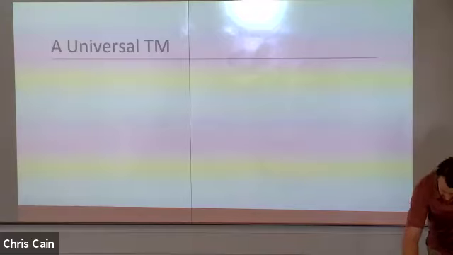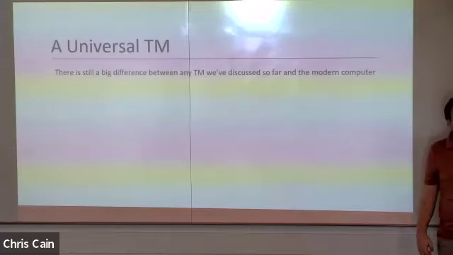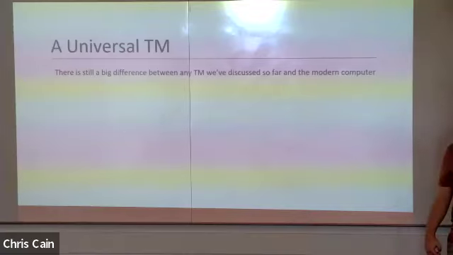The next thing we want to talk about is the concept of a universal Turing machine. There is still, and I'm curious to see if people can think about or find what this is, a big difference between Turing machines as we've discussed them so far and the modern computer. Can anyone think of what that difference is? What can the modern computer do that a Turing machine, as we have discussed, cannot do?